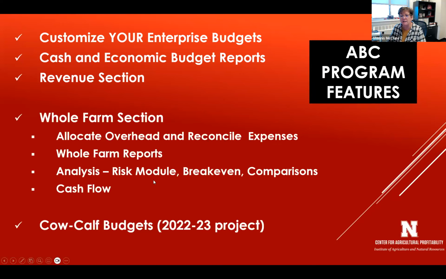We've got some analysis features built in where we've got break even. We have a risk module. Right now it works for corn and soybeans and the crop insurance scenario. So if I pick 70% coverage of crop insurance and I end up with some kind of loss, what does that look like? How am I covered? We've got that module in there now for that. And as I mentioned, comparing enterprises, there's a feature in there for that.